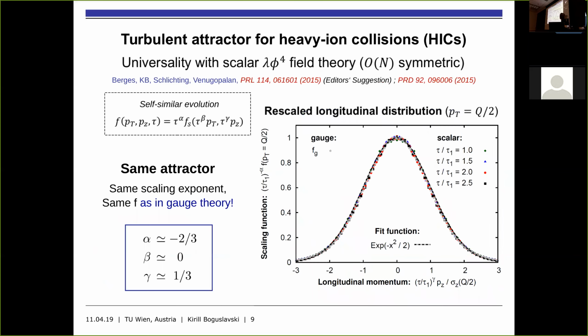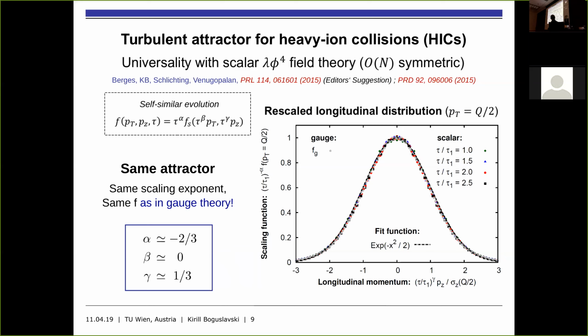But what was really a surprise, and quite interesting, is that we looked at a completely different system, which is a scalar theory, a lambda phi to the 4 coupling, or N symmetric. We looked at it in the same expanding geometry in order to understand the gauge theory case a little better. It turned out that the scalar theory is much more complicated than the gauge theory, but that's a different story.